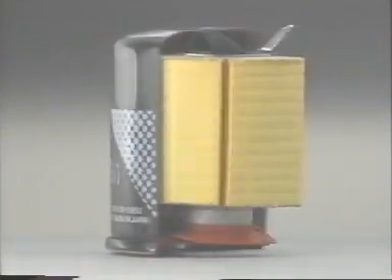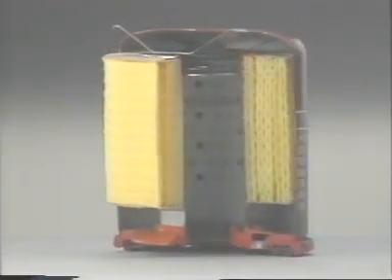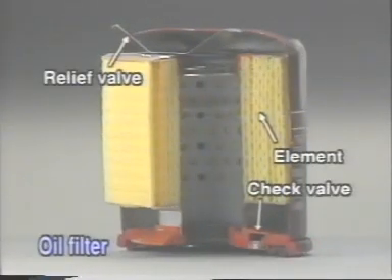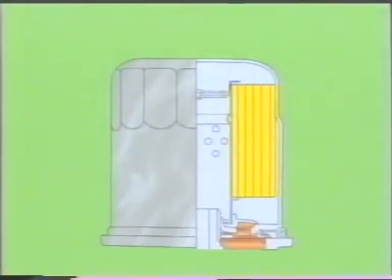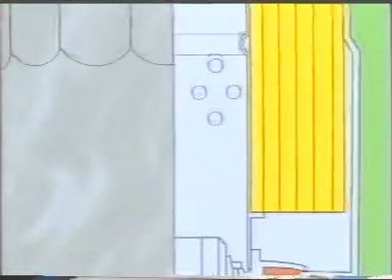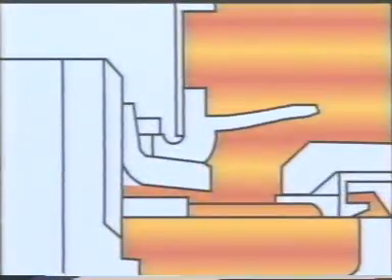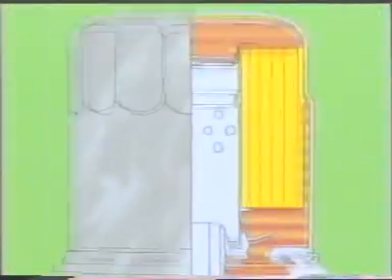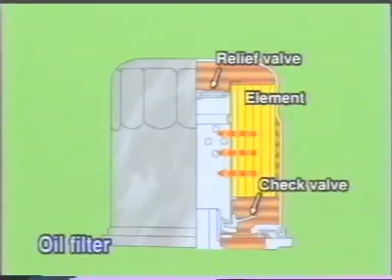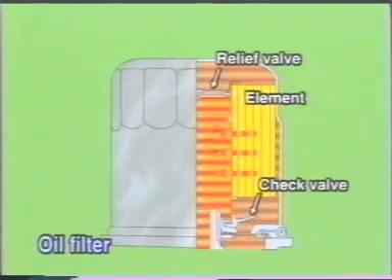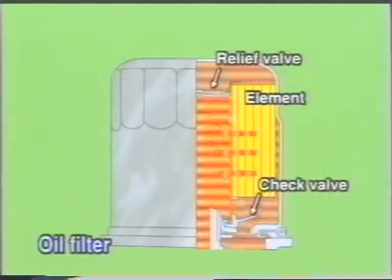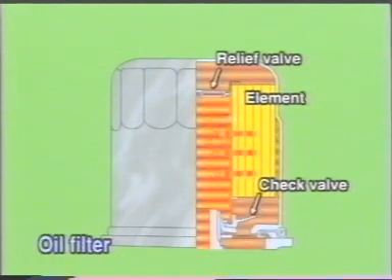The oil filter removes fine impurities such as powder and carbon from the engine oil. The filter comprises a check valve, filter element, and relief valve. Oil from the oil pump pushes open the check valve, entering the outer circumference of the filter element. As the oil passes through the element to the filter's center, impurities are filtered from the oil, which is then sent to each part of the engine.